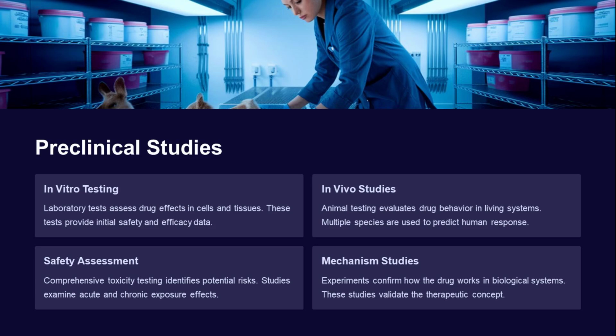Preclinical studies include in vitro testing, in vivo studies, safety assessment, and mechanism studies. These tests provide initial safety and efficacy data, evaluate drug effects in living systems, and confirm how the drug works in biological systems.